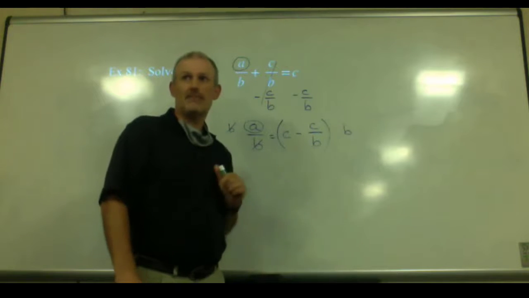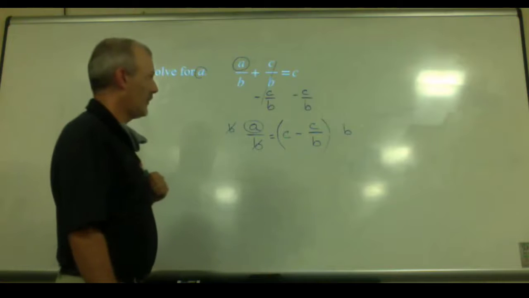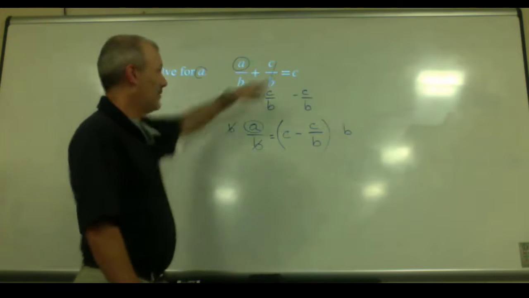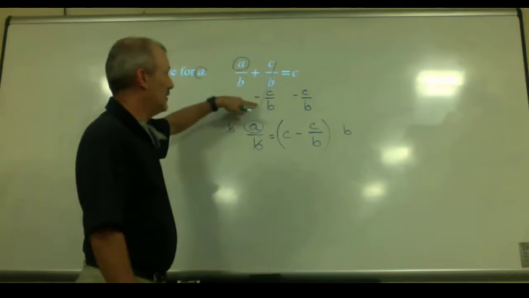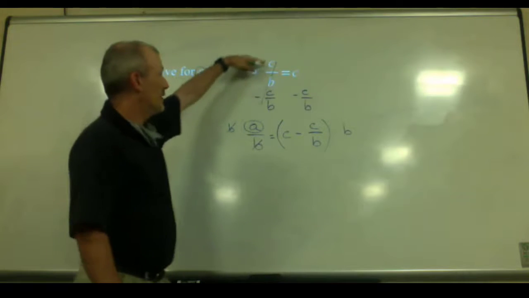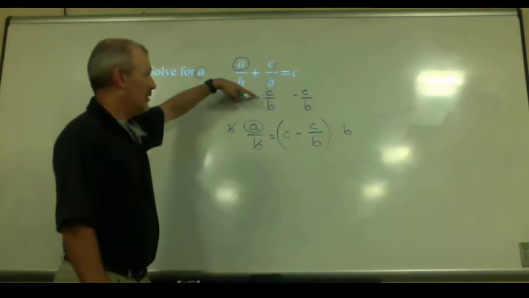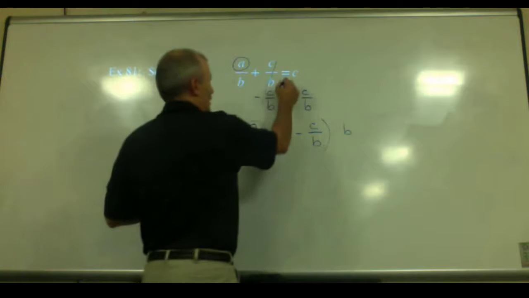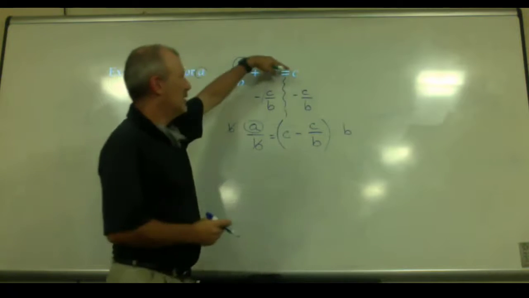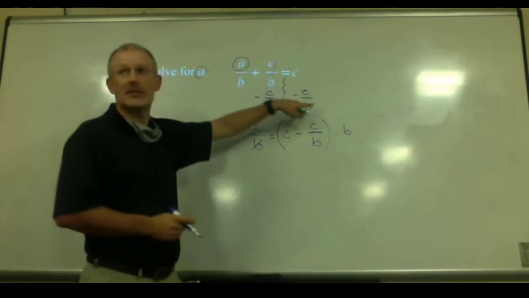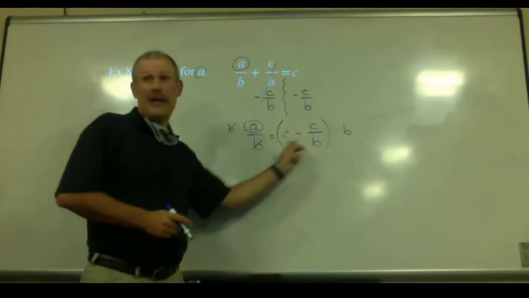Why did you bring down the minus C over B if on the top it crosses out? This one and this one? Yeah, that crosses out, but on the bottom, the one that's in parentheses, that's with the C. So we've got C minus the C over B. So that one can't cancel out.